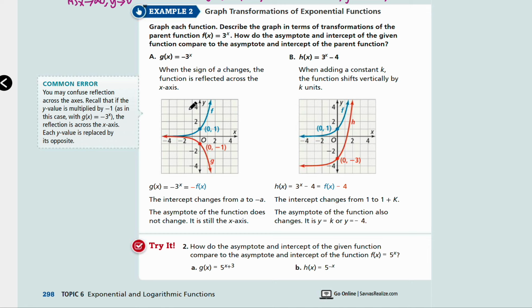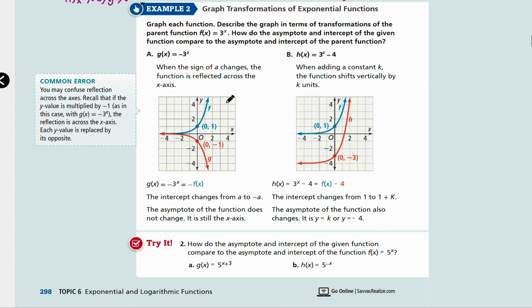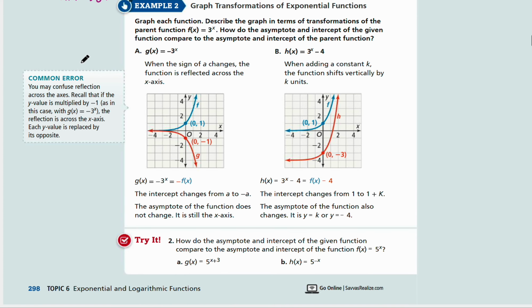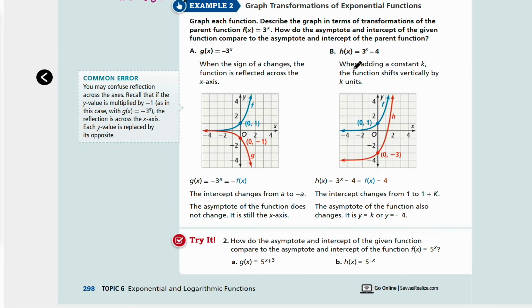So let's look at the g of x here. The function g of x is -3 times 3 to the power of x. When the sign of a changes, the function is reflected across the x-axis. And we know that the negative will be a reflection, right? So when a is negative, it's a vertical change, so it's reflected across the x-axis. And when you have k, you're going to move the graph vertically.